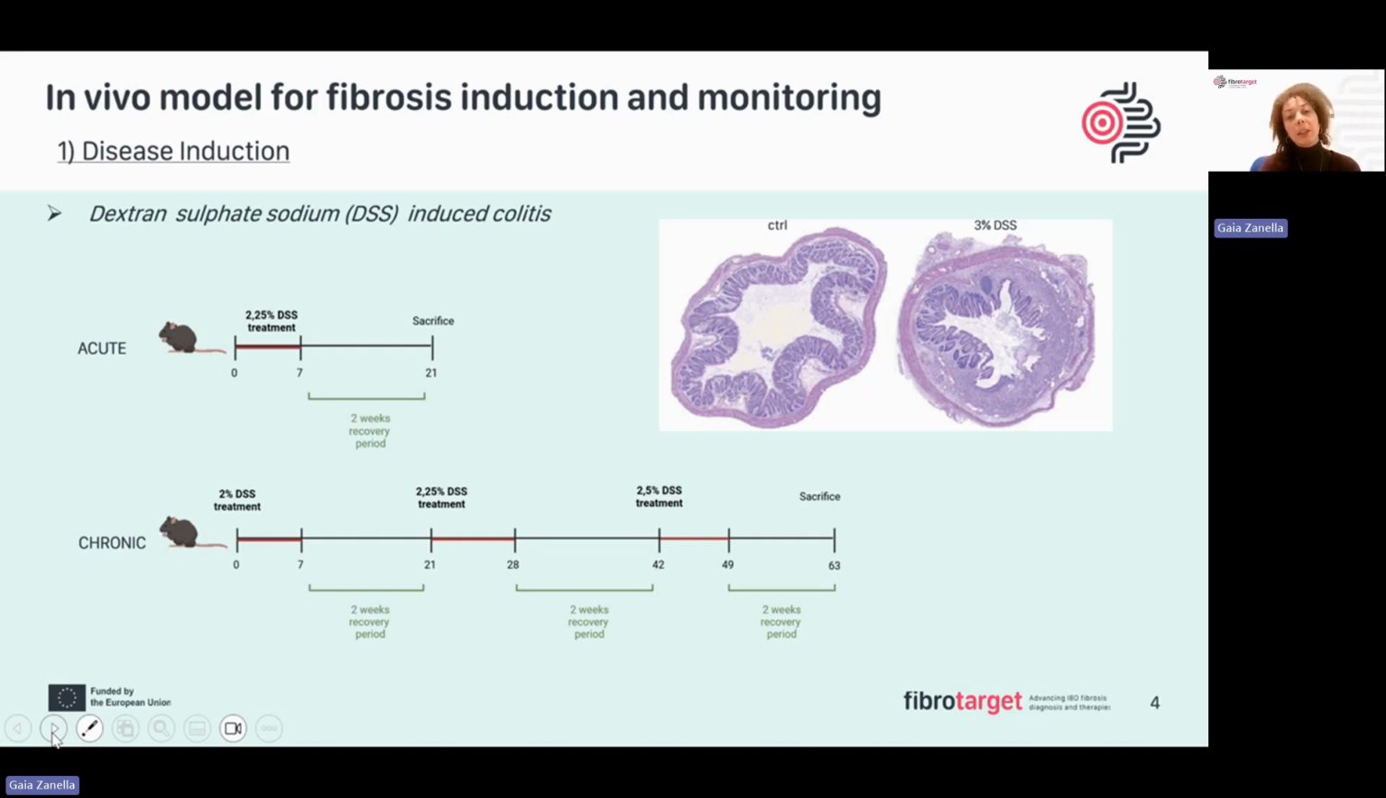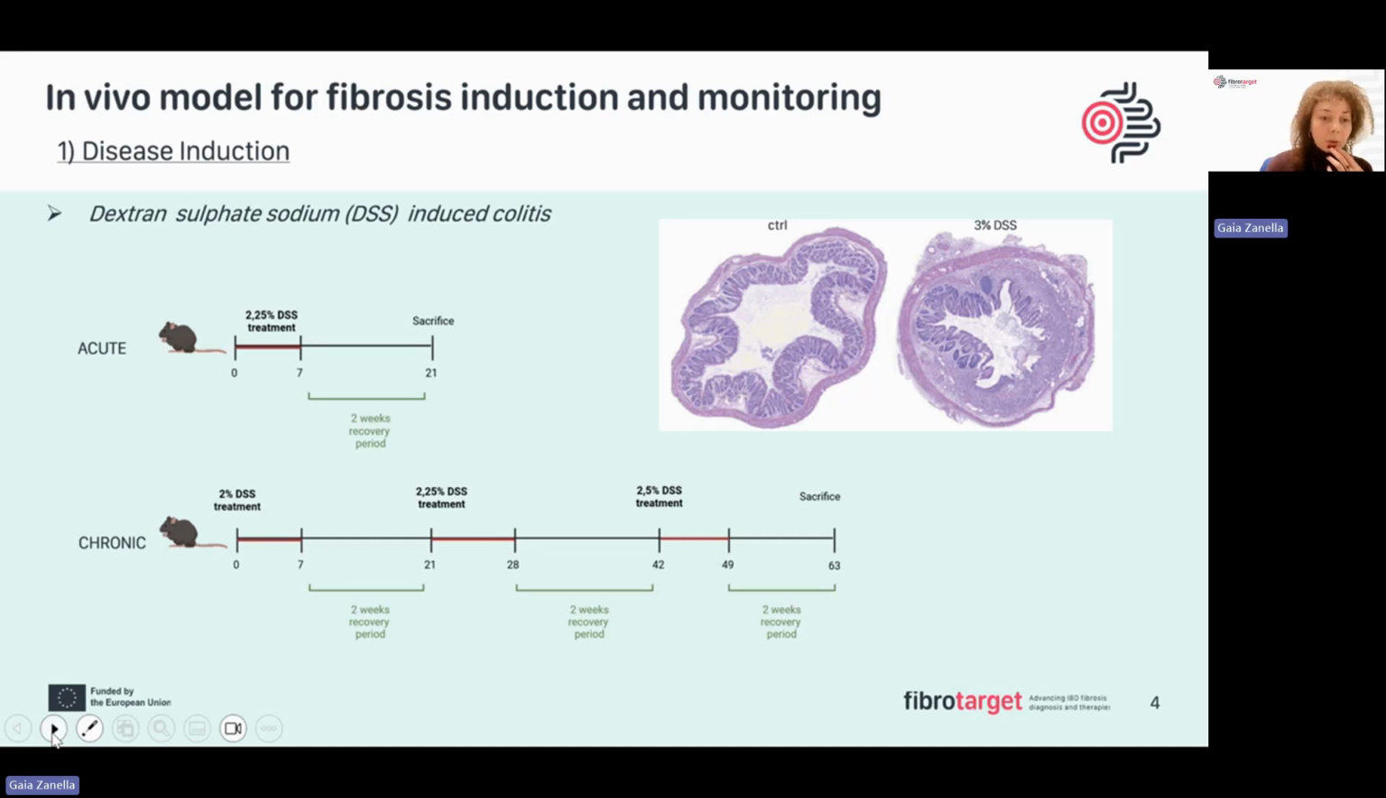We can administer DSS in the drinking water that we give to the mice. And we have basically two setups of DSS-induced colitis. We have the acute model where we only perform one cycle of DSS followed by a recovery period. And this is mostly interesting for the study of early phases of inflammation, so very acute inflammation.